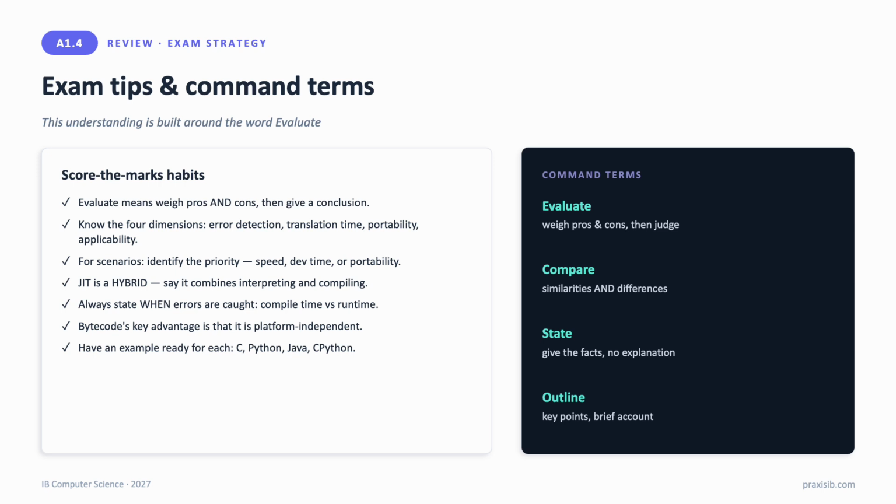Now look at the command terms on the right. Evaluate is the big one here. It means weigh the pros and cons, then judge. Compare means give both similarities and differences. State means just give the facts. Outline means a short account of the key points. So always read the command term first, then answer exactly what it asks. Now let's test all of this with some real questions.